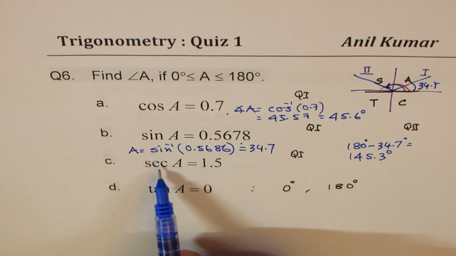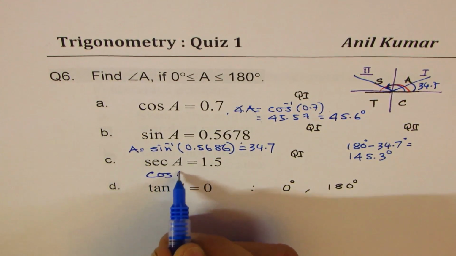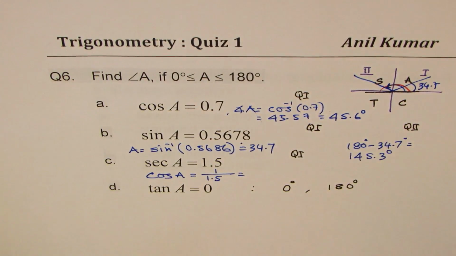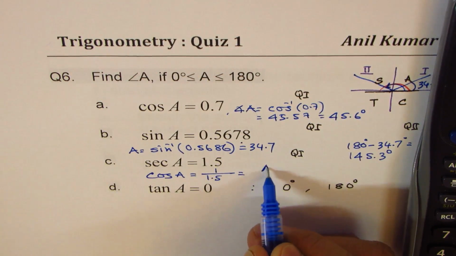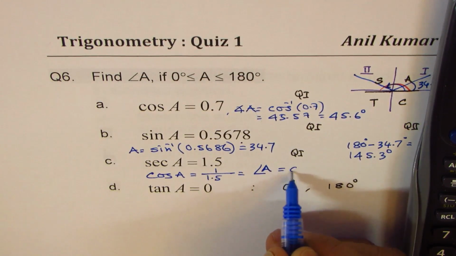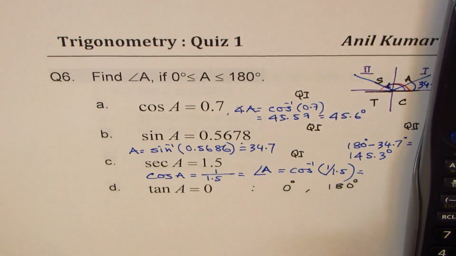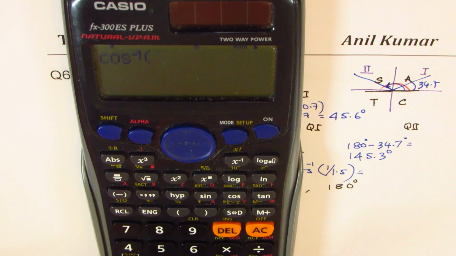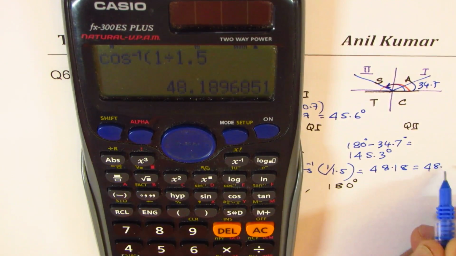Perfect. Now secant is 1.5. So you can write what cos is. So cos A will be equal to 1 divided by 1.5. Is it okay? So first find what cos A is, and then we'll say angle A is equal to cos inverse of 1 divided by 1.5. So we can find angle A, which is equal to 48.18 or 48.2 degrees.